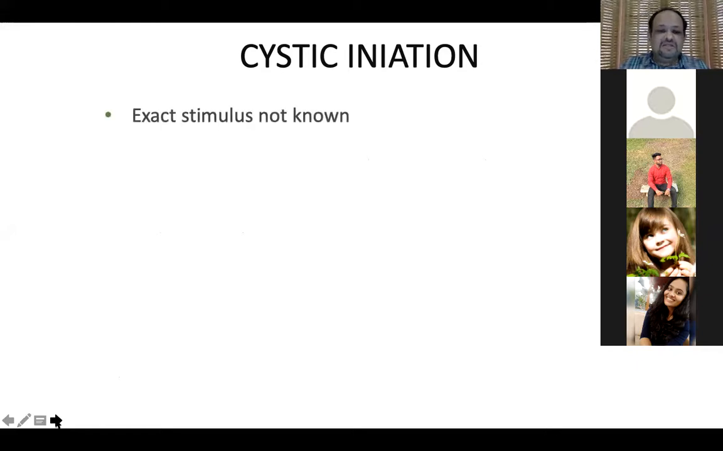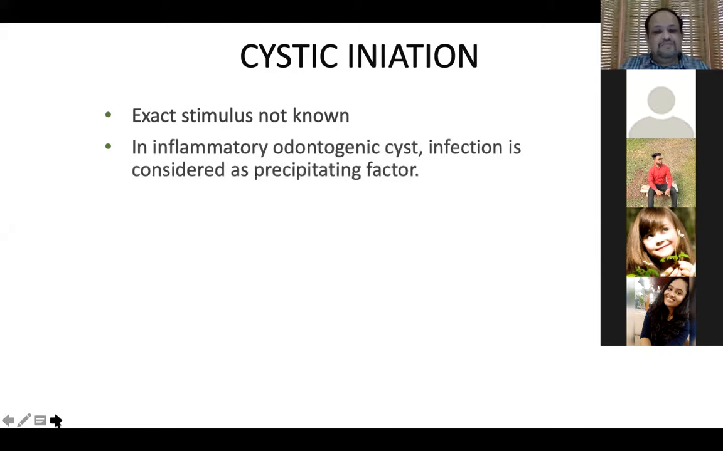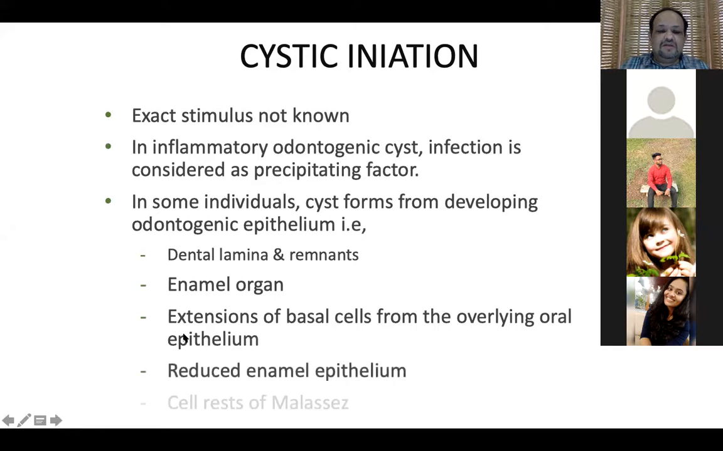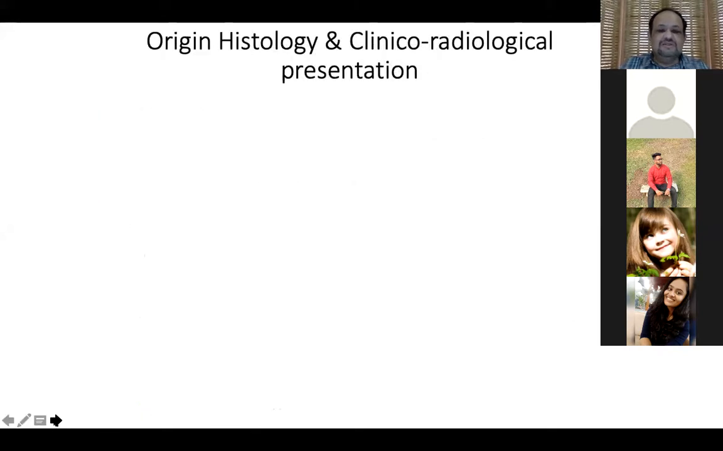The cyst initiation is something which is very interesting. The exact stimulus is not known. In inflammatory cysts, infection is considered to be a precipitating factor. In some individuals, the cyst forms from developing odontogenic epithelium, that is the dental lamina, the enamel organ, extension of basal cells, the reduced enamel epithelium, and the cell rests of Malassez, which we are going to see in the subsequent slides.